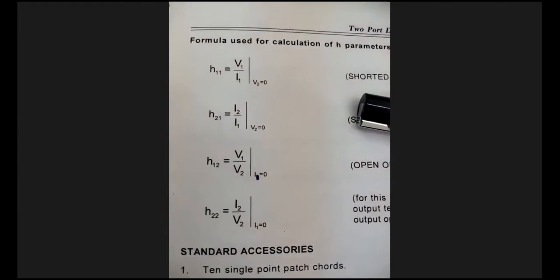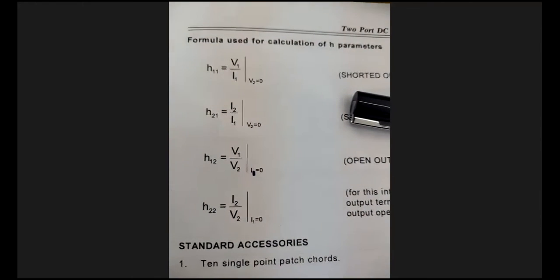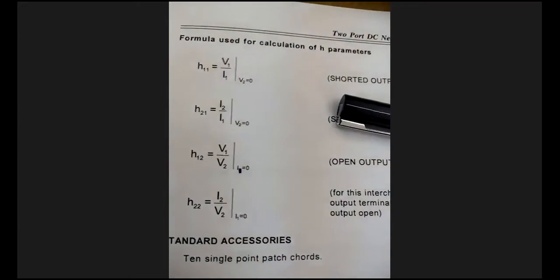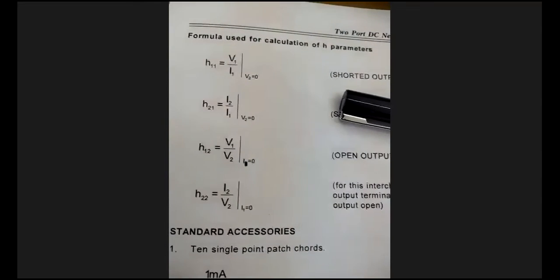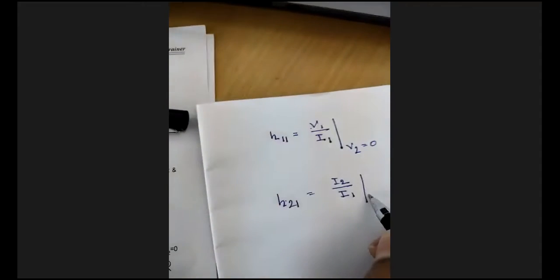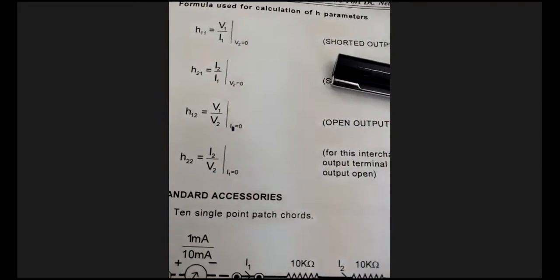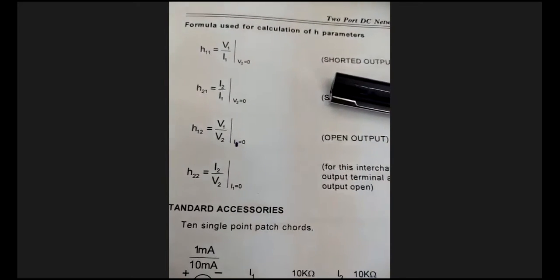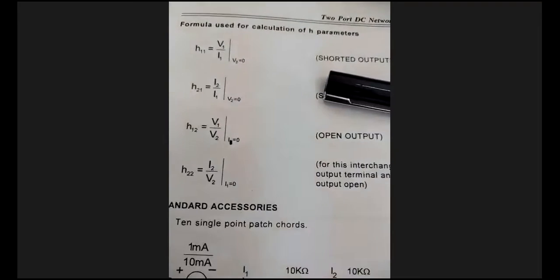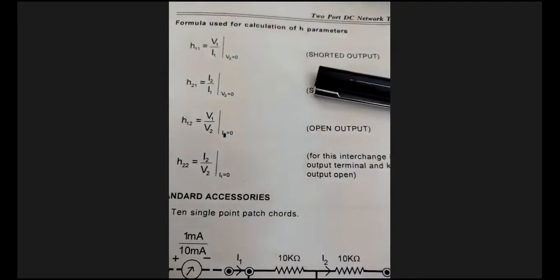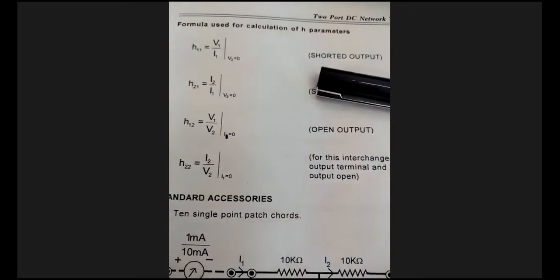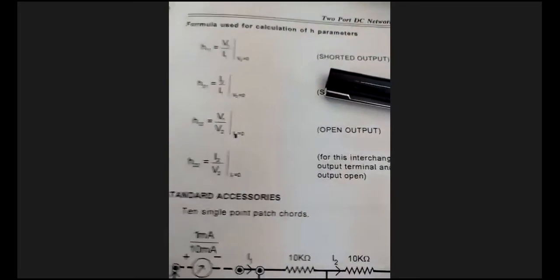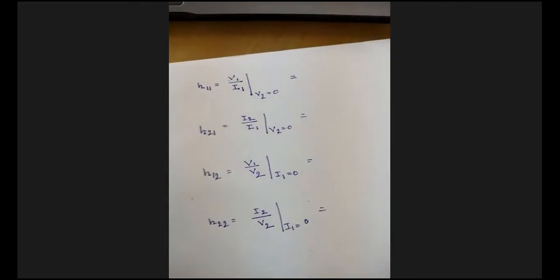First is H11, V1 by I1, the condition is V2 equal to 0. Second is H21, I2 by I1, with V2 equal to 0. Third is H12, V1 by V2 with I1 equal to 0. And next is H22, I2 by V2 with I1 equal to 0. Okay. Now we find out the values in our trainer kit and put the values here. So go to the trainer kit.